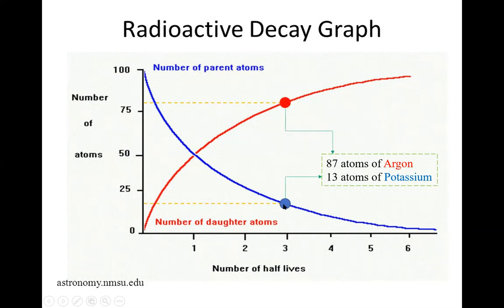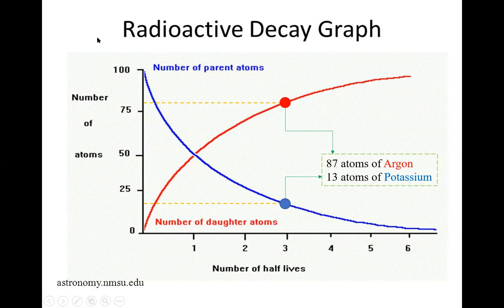This is the location on the blue curve corresponding to 13 atoms of potassium, and directly above it is a similar location that corresponds to 87 atoms of argon. Why are they matching up? Why do they have to line up? Well, 87 plus 13 is 100.